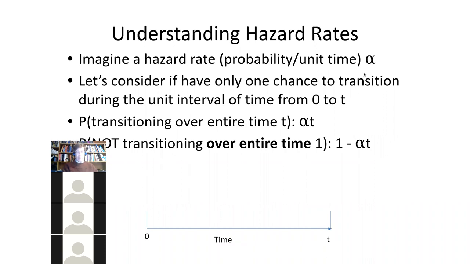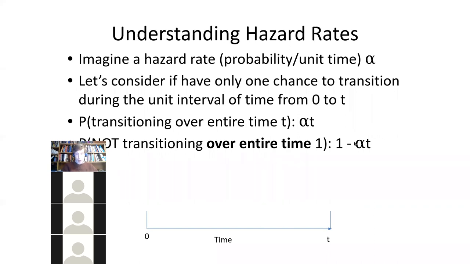20 units of time. So it's 0.01 times 20, because this is 0.01 per day, 20 days. So if we're just considering we have one kick of the can at 0.2, so 20% chance of transitioning. And the probability of not transitioning is 1 minus that, 0.8. So we have a probability of transitioning of 0.2 and a probability of not transitioning of 0.8.